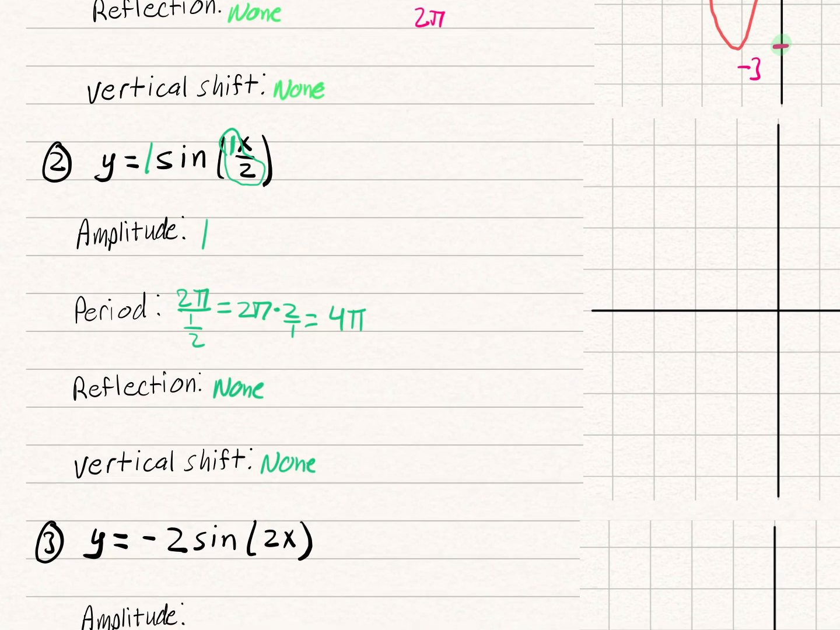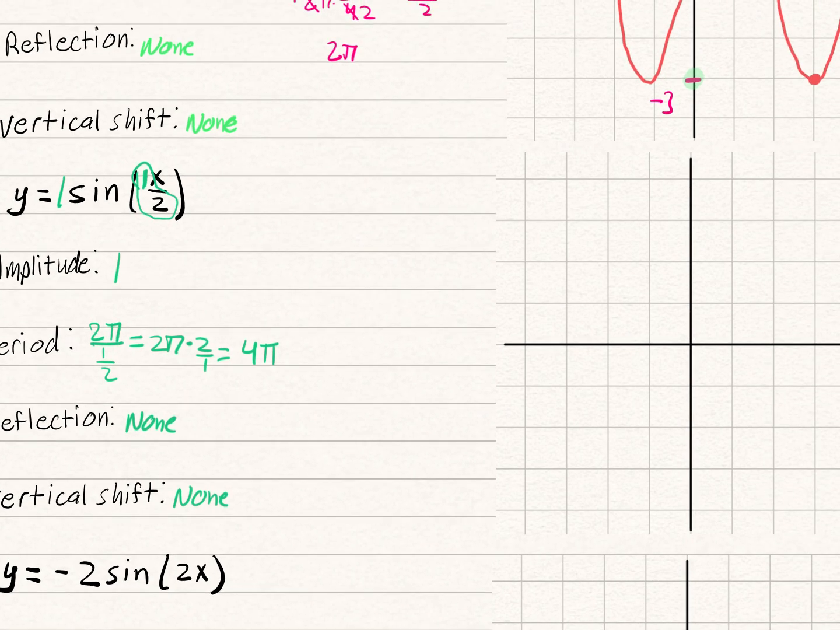All right. Now I want to find my 5 key points. The first one is always 0. The 3 right after are going to be at 1/4, 1/2, and 3/4. And then I have the period itself. Our period here is 4 pi.